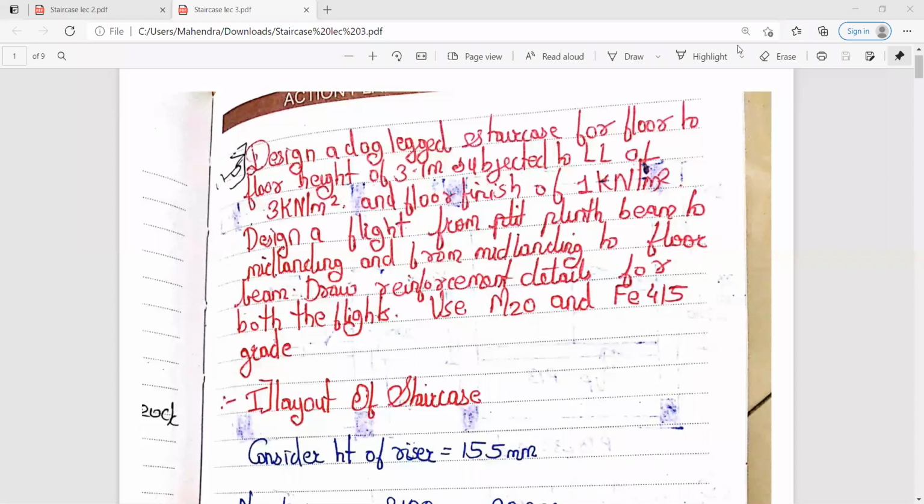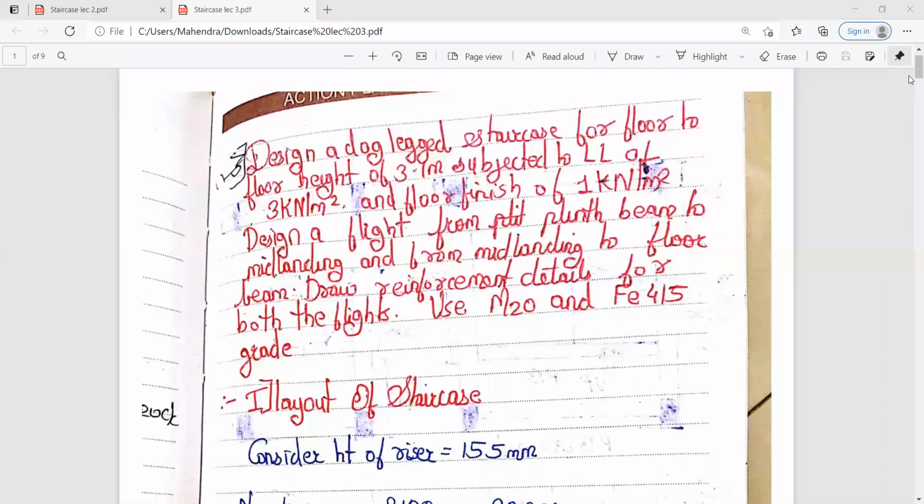So, starting with step number 1, यहाँ पे क्या क्या given है? They had given you the floor to floor height, that is 3.1 meter. Live load is given to you, that is 3 kilonewton per meter square, and floor finish is given to you, that is 1 kilonewton per meter square. And they have told you to design a flight from plinth beam to mid landing and from mid landing to floor beam.